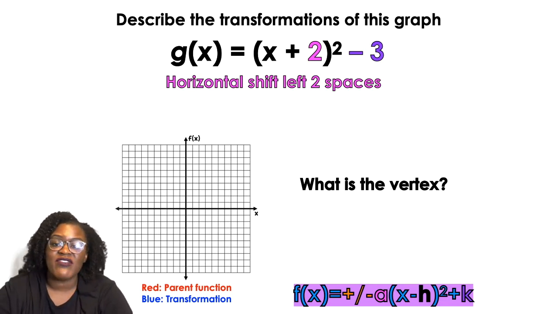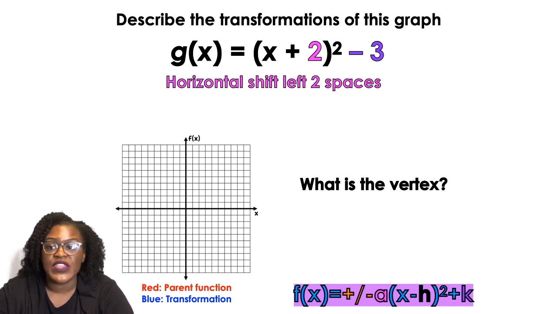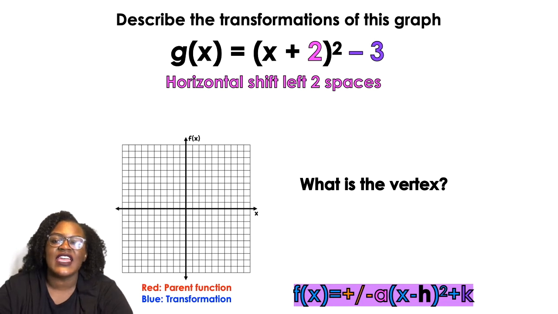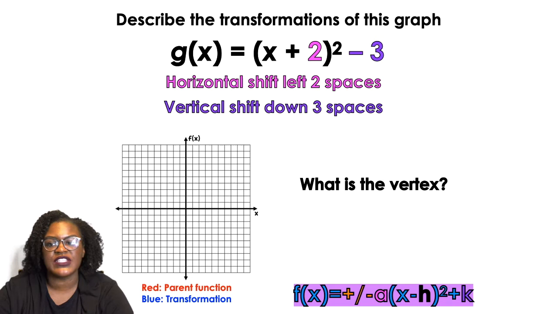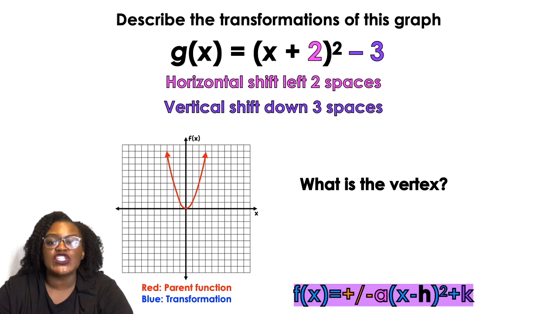And then we have our k value. The k value is a negative 3. That is going to be our vertical shift. And that negative 3, remember, the k value does exactly what you want it to do. If it's plus, it goes up. If it is negative, it goes down, baby. So we're going to say vertical shift down 3 spaces. Swoop.